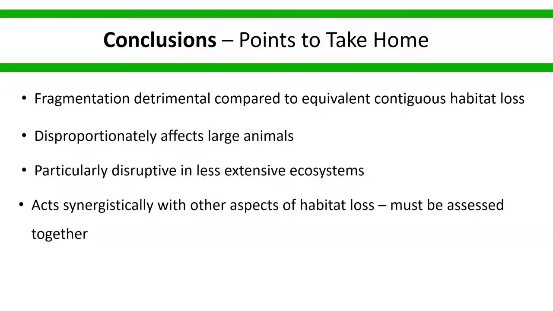And that, crucially, fragmentation, when studied in this separable, fully factorial design, acts synergistically with other aspects of habitat loss. And those of you familiar with the habitat fragmentation literature will know there's been some debate about whether or not it's worthwhile considering habitat loss and fragmentation holistically as a single process. And my view is that this acts as strong evidence of doing so, because the two do interact and can't be considered as independent acting effects on ecosystem function.